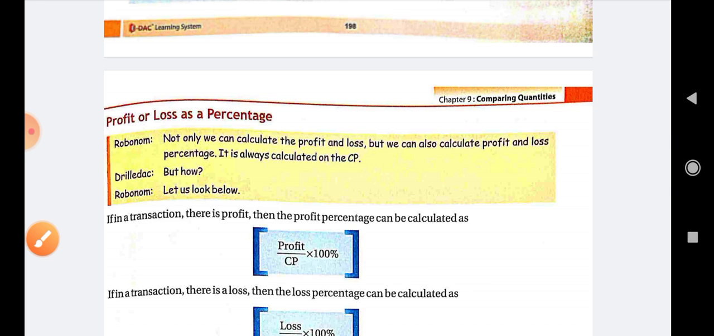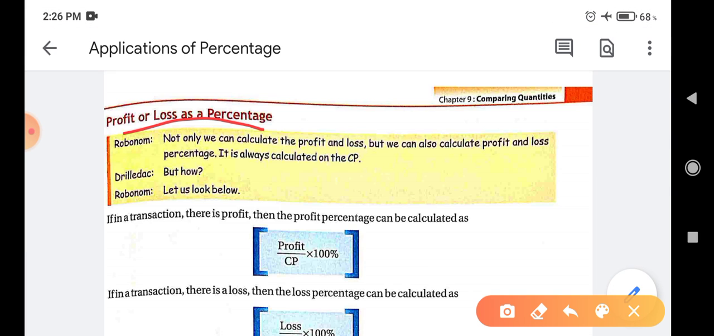Next is profit or loss as a percentage. Now we will find profit or loss as a percentage. How can we find it in percentage?